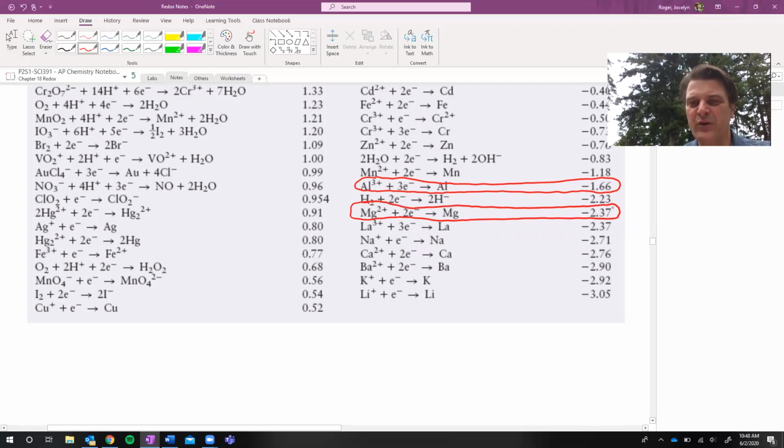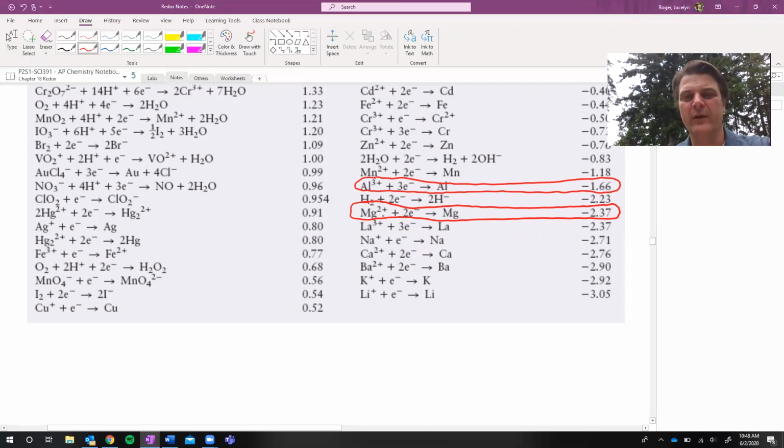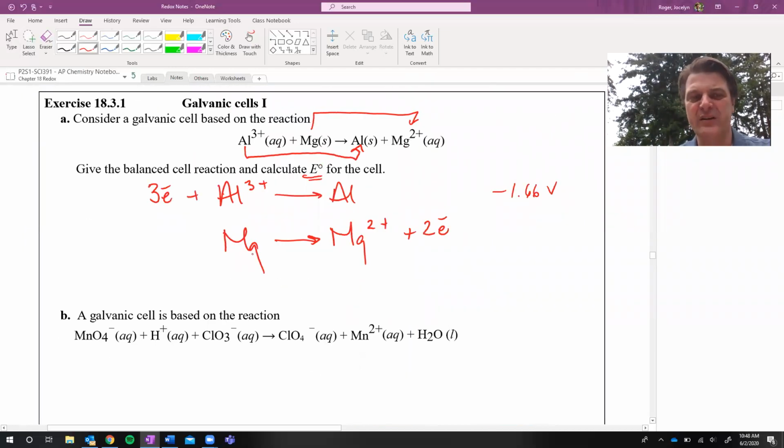Mg2+ plus 2 electrons is negative 2.37. But notice that this is a reduction table, where the electrons are being gained, gain electron reduction. So the reduction process is negative 2.37. What we have is the oxidation process, so it's the reverse reaction. We're not going to have a negative 2.37, we're going to have a positive 2.37.